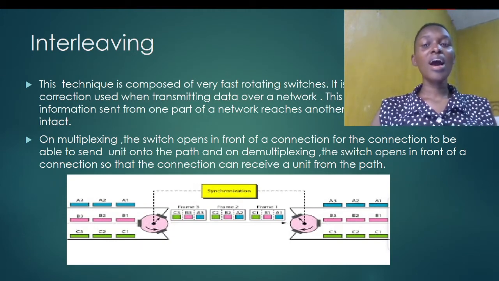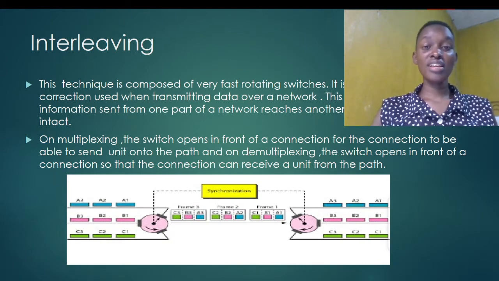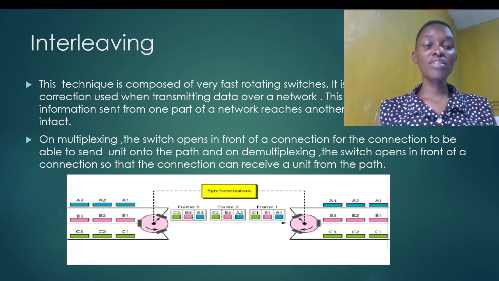And interleaving is also a form of error correction, in that it aids synchronization, such that if signals are sent from the sender, they should be received intact at the receiver side. This helps us to correct the errors, because the data will not be altered.